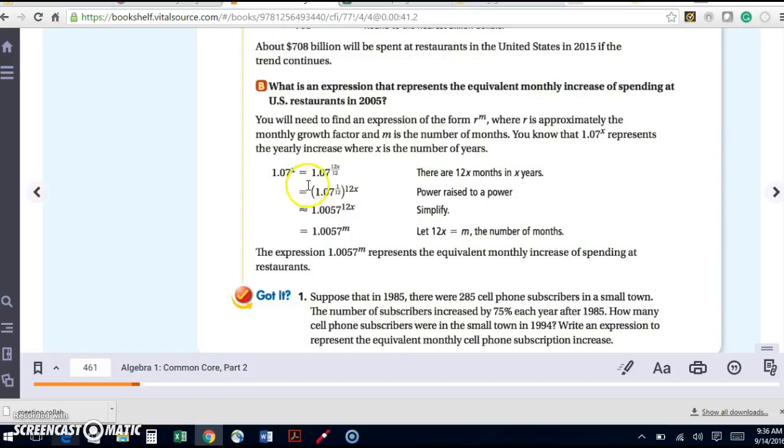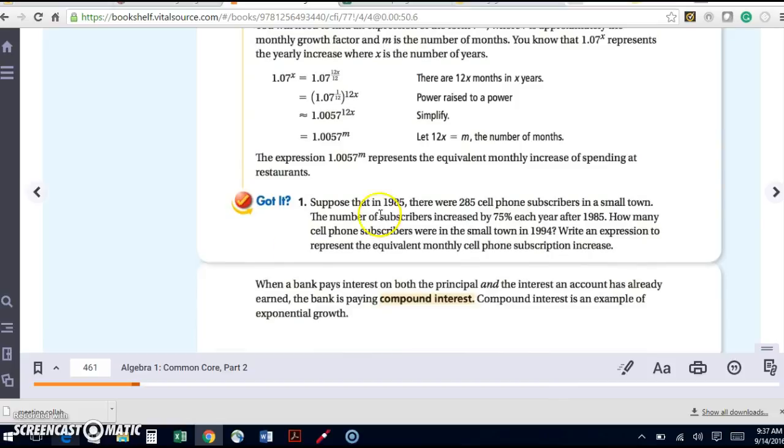So we put 1.07, and we're going to raise this to the 12 over x power. All right, so when the power is raised, the 12 is multiplied through. So I get 1.07 to the 12x power. And so that means that my monthly would be 1.0057 to the m. So that would be the equivalent m for 12x. All right, let's go on to the got it.